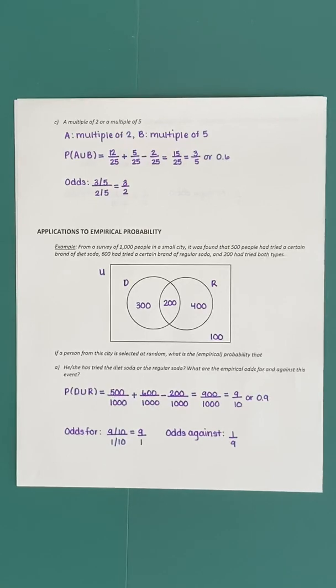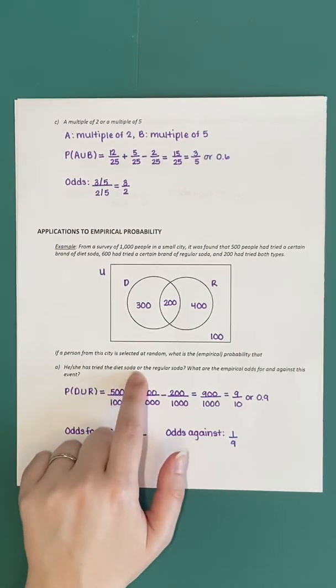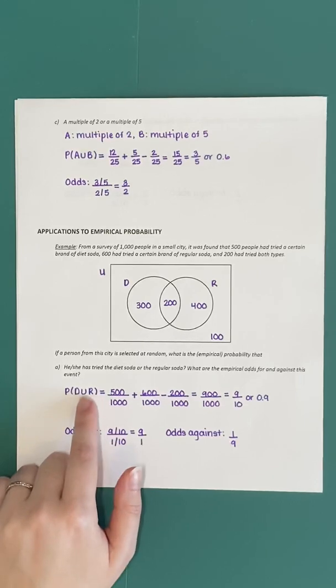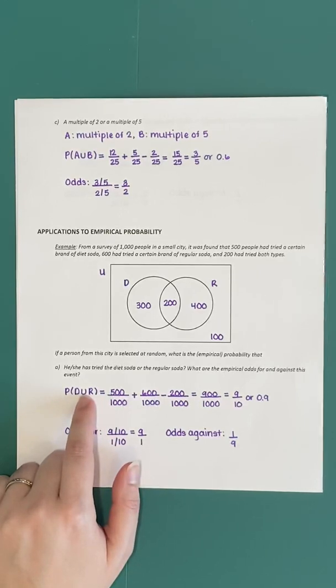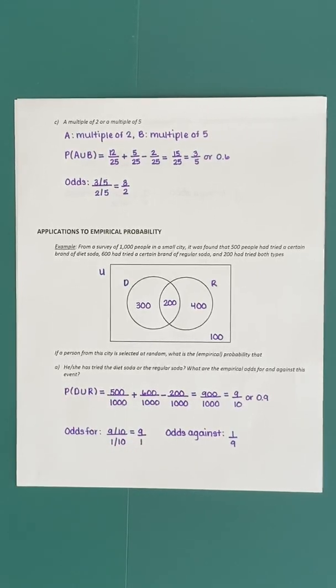So once we have this diagram in place, this is going to allow us to determine our empirical probabilities. So the first probability is that our person in question has tried the diet soda or the regular soda, and then we want to determine the odds for and against this particular event. So the key word here is or, diet or regular, in other words, diet union regular. So we're looking for the probability that they tried the diet soda, the probability that they tried the regular soda.